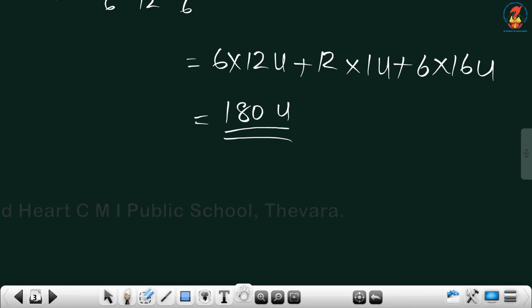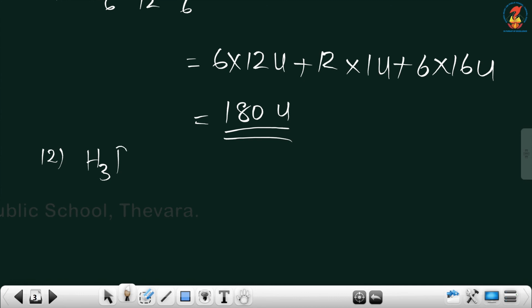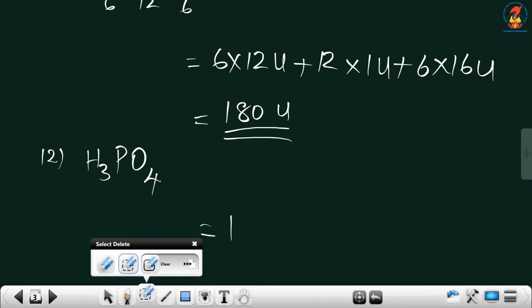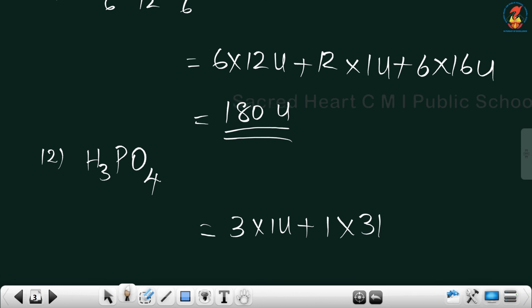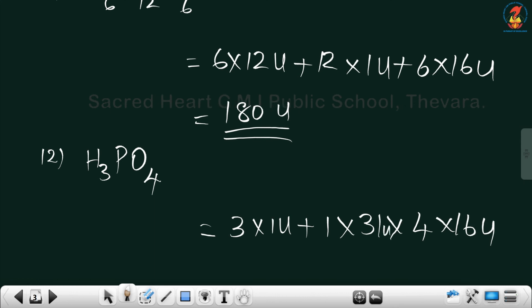Phosphoric acid also we can see. Phosphoric acid formula is H3PO4. If you are calculating the molecular mass, there you can multiply 3 into 1U plus 1 into phosphorus is 31, plus 4 into 16U. Okay. So on adding you will get there 98U.